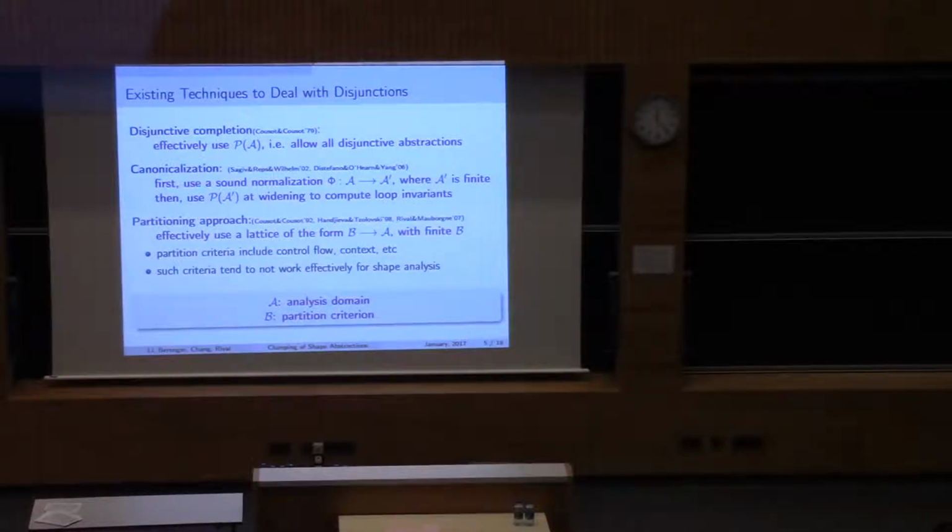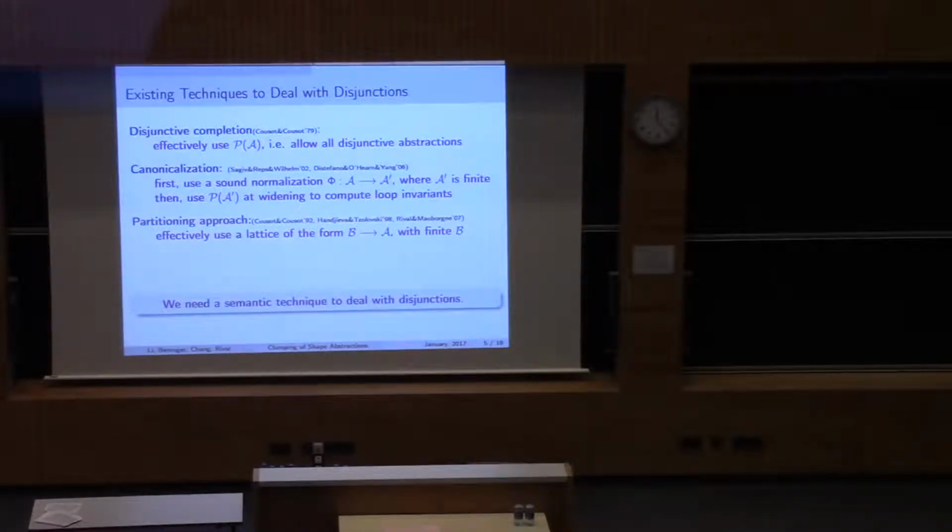To use the partitioning approach, we first need to define a finite partition criterion, and then use the lattice which maps the partition criterion to the analysis domain. Common partition criteria include control flow and context, but such criteria tend to not work effectively for shape analysis. Therefore, we need a semantic technique to deal with disjunctions in shape analysis.